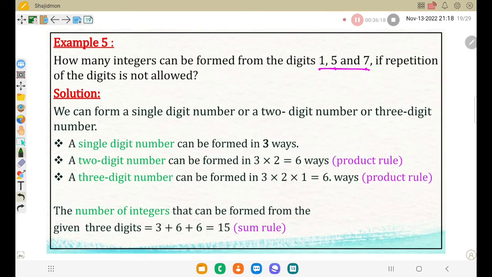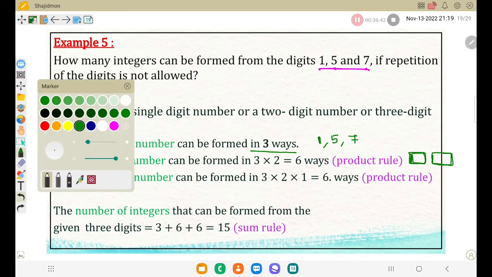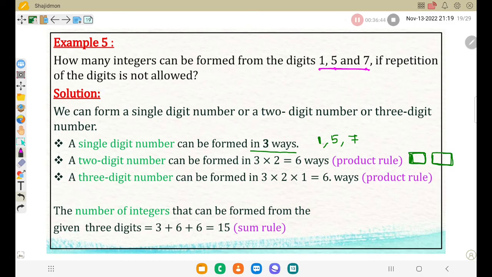So okay, let's see the question. Single digit numbers can be formed in how many ways? 3 ways only. What are the single digit numbers? Either it is 1 or 5 or 7. 1 digit number, correct? Now what are the 2 digit numbers? How many ways can we form? 2 digit means, see, this is the first digit, this is the second digit, correct? Now in the first digit, how many possibilities are there? There are 3 possibilities, either 1 or 5 or 7, correct?